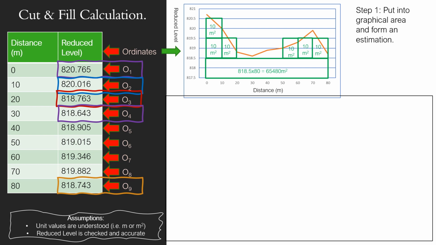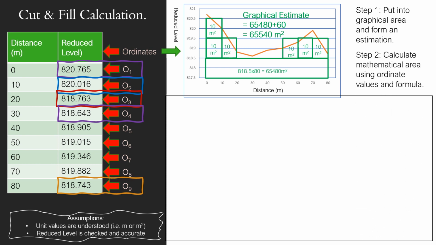So I've done a bit of a visual representation to work out an estimation, and then I've added that on. I found that I probably fit 60, so 6 boxes, each 10 meters squared. 60 meters squared I can add on top of that line. So I've already calculated the area under the line, and then I just add them together. So this is my estimate now. That's a graphical estimate, that's the way of doing it.